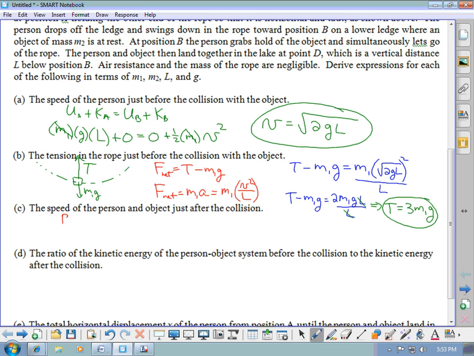So we have that the initial momentum has to equal the final momentum. Initially, we have the man with a mass m1 moving with a speed v. Again, that's our answer to part A. And then afterwards, the man and the object, m1 plus m2, stick together so we can treat them as one object. Sometimes they bounce off each other and you have to treat them as two separate objects. For this one, they do move together with some speed v final.